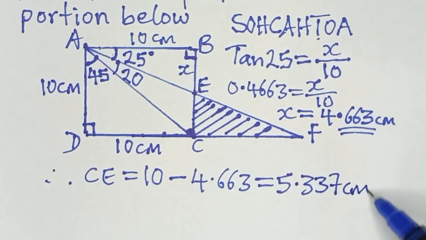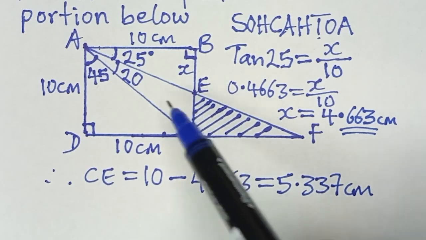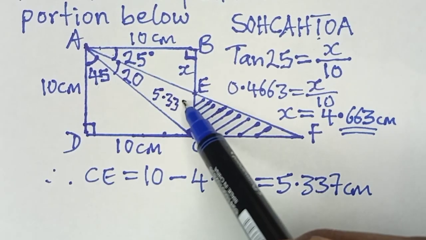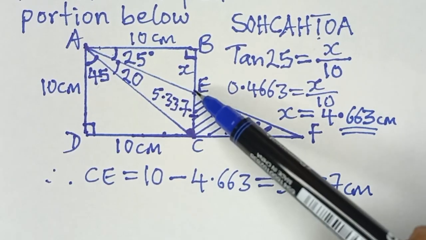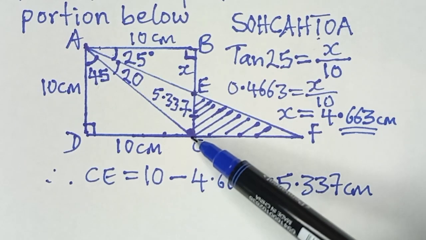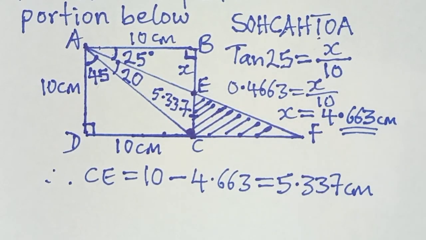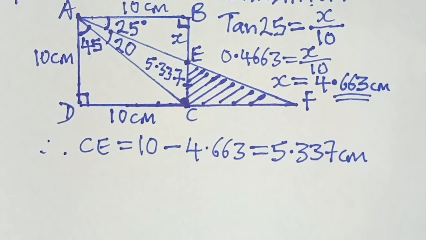5.337 centimeter. So that means this length here, this side, is 5.337. That is this side here, this length from C to E. That is, this length is 5.337.